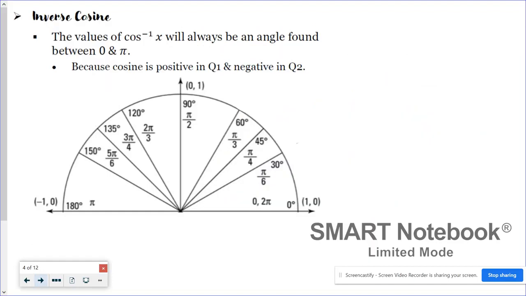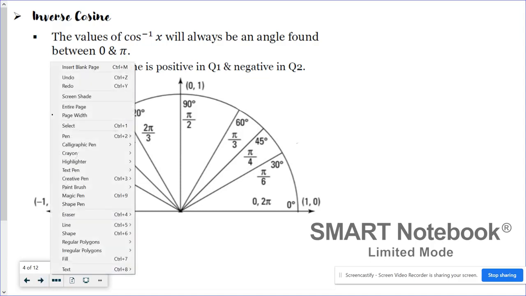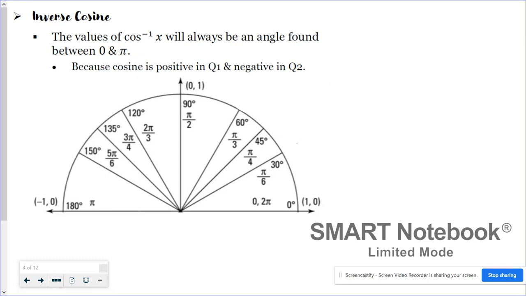Okay. Inverse cosine, that one's kind of weird just because it consists of quadrants 1 and 2. So I'm kind of jumping around here. I apologize for that, but I like these visuals. So number 5 wants us to find the inverse cosine of negative square root of 2 over 2.